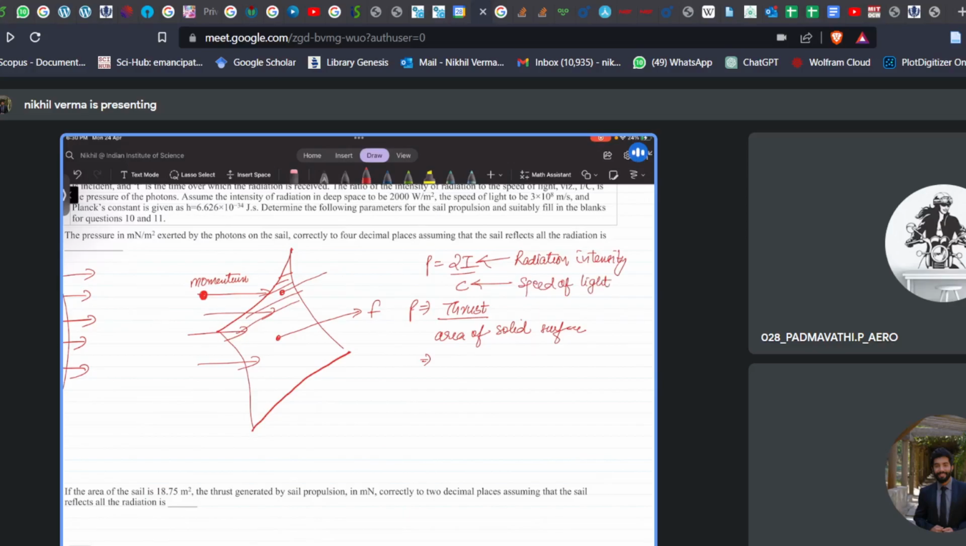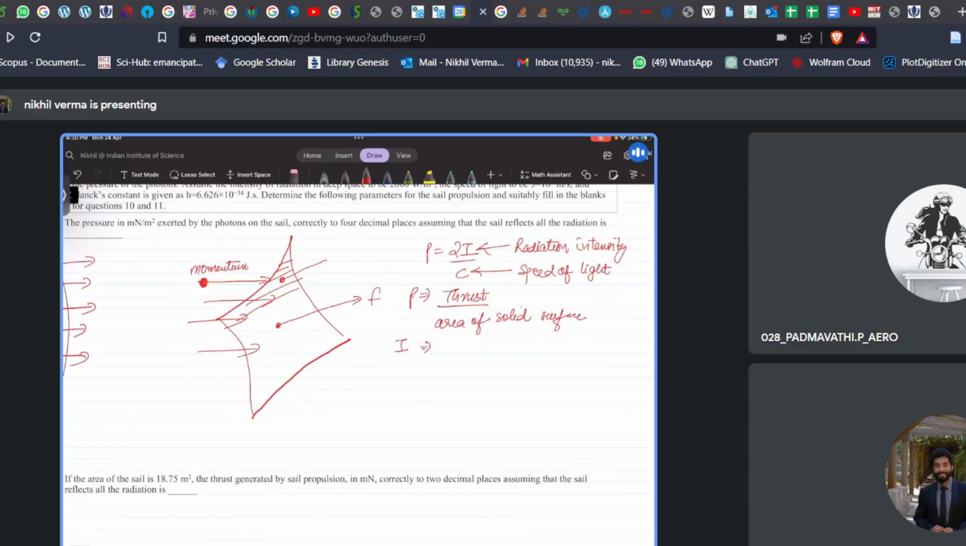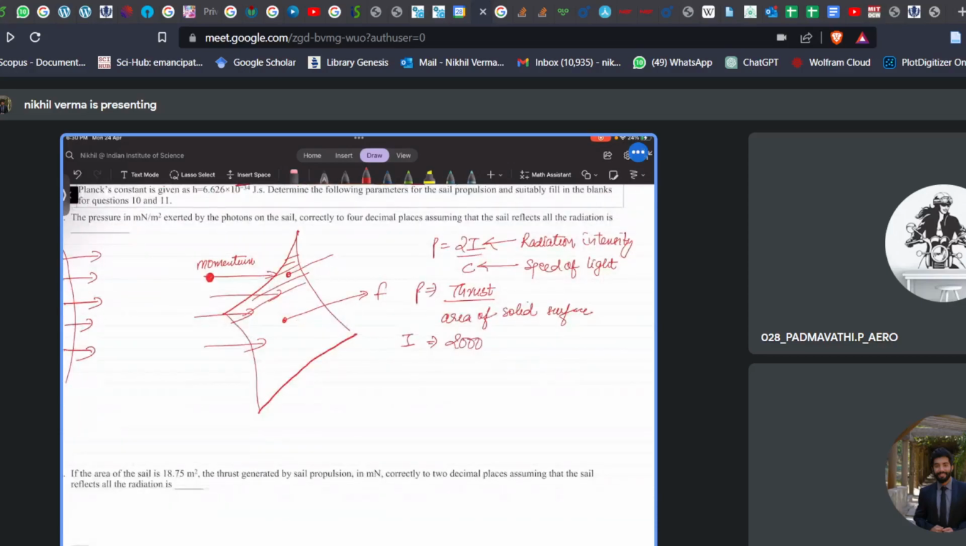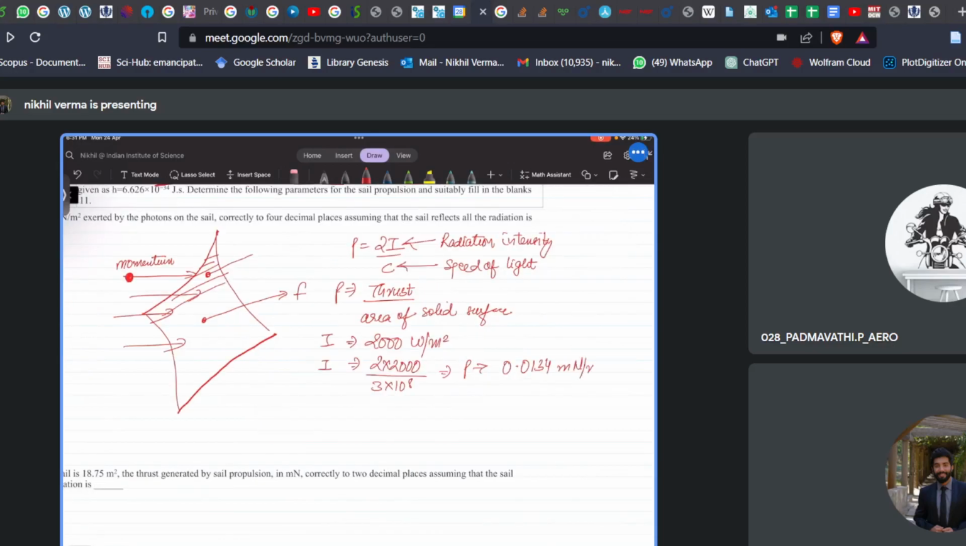Okay, so let us calculate what is I for this. So in the problem, the intensity in deep space is given as 200 watt per meter square. So if we substitute this value, we will get 2 by 3 into 10 to the power 8. So the pressure will come out to be 0.0134 millinewton per meter square.